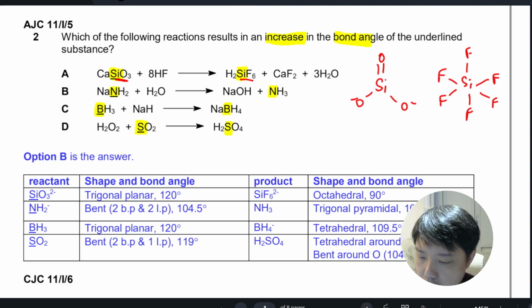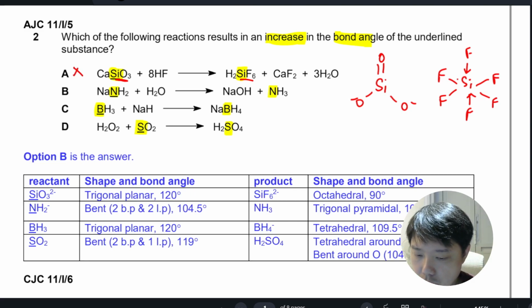Okay, so two of the bonds are actually dative bonds. Doesn't really matter for the bond angle. So the bond angle here is 90. Okay, so it has actually gotten smaller from 120 to 90. So this is not our answer.